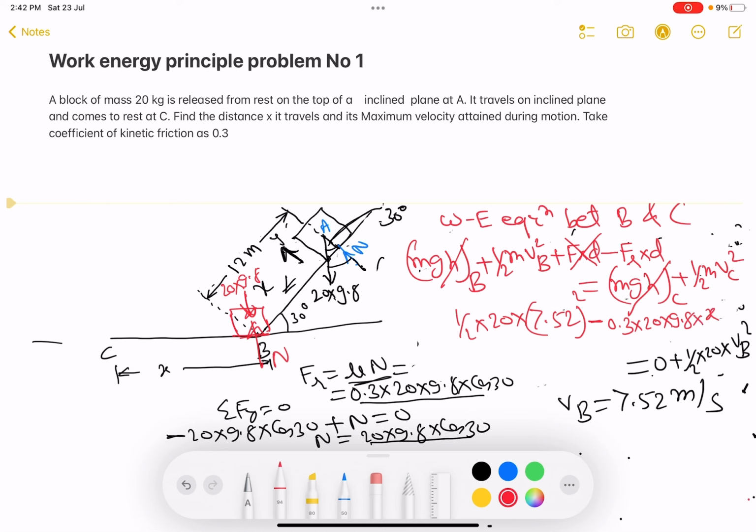Is there kinetic energy at point C? No, because the body has come to a halt there. The body has zero velocity, so this is 0. Now in this equation, the only unknown is x, and if you calculate, you should get x equal to 9.61 meters. That's your second answer. Thank you.